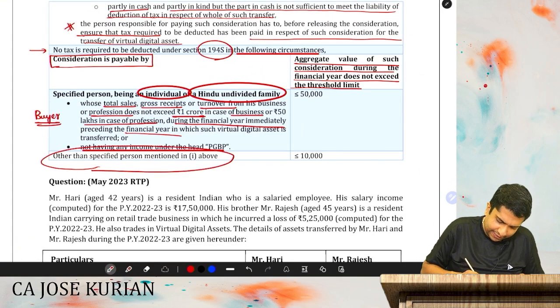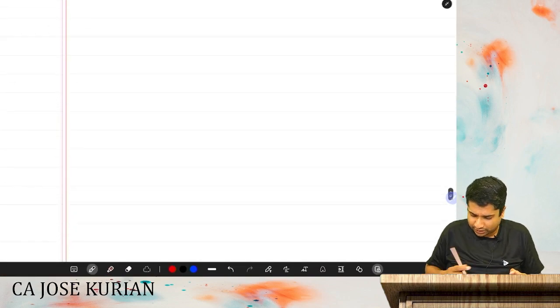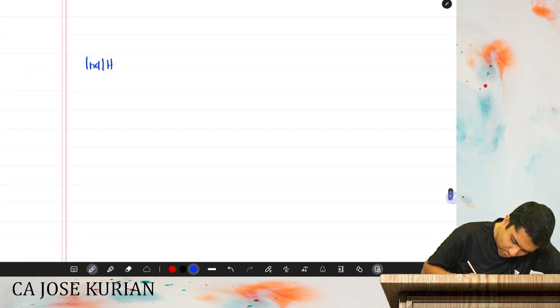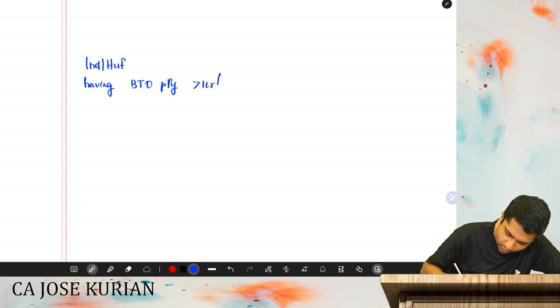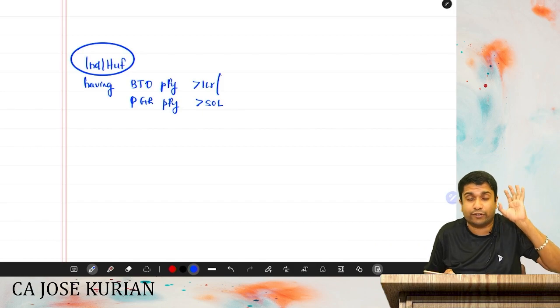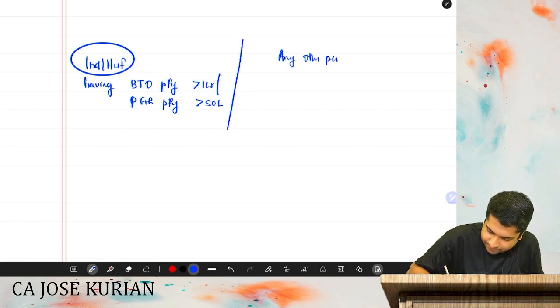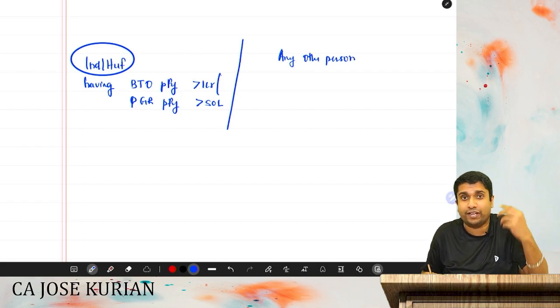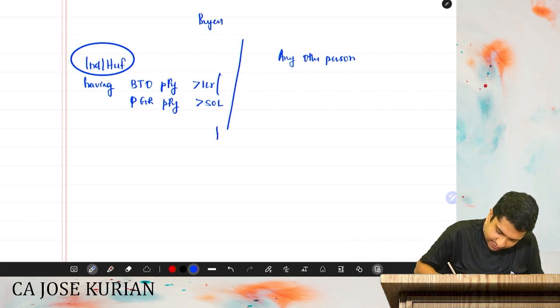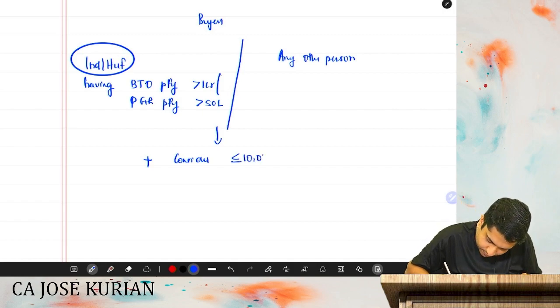In other cases, apart from above, the threshold is 10,000. What do you mean by other cases? Say other cases, I'll say, listen, there can be 2-3 possibilities for the other cases. Number one, say I'm an individual or HUF having business turnover in the preceding financial year which exceeds 1 crore, or professional gross receipts in the preceding financial year which exceeds 50 lakhs. Or I am any other person. Say for example, a company or a LLP or partnership firm, AOP, BOI, etc. So buyer under these two categories plus the consideration at the time of purchasing virtual digital assets less than or equal to 10,000. Then also no TDS.